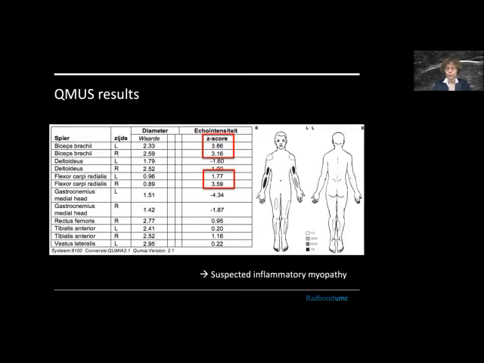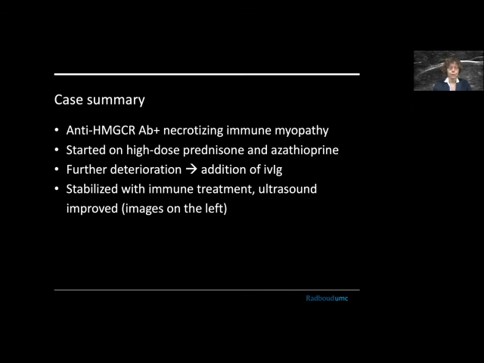Now, these are the full screening results, which are very similar to what we've just seen. And the history with the rapidly progressive weakness, the stiffness, and these findings of abnormal muscles, abnormal subcutis, were very suspect of a specific inflammatory myopathy. And the workup further showed that this lady had an anti-HMGCR antibody positive necrotizing immune myopathy, which is very incapacitating.